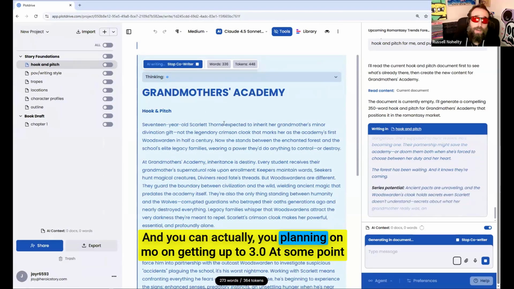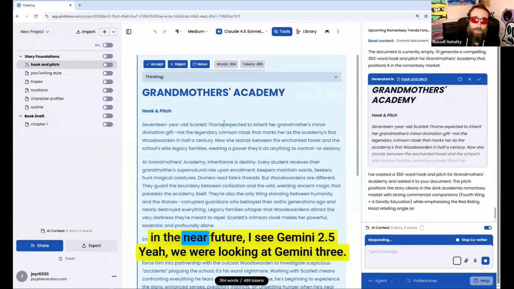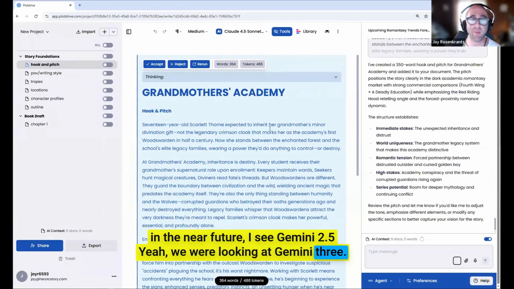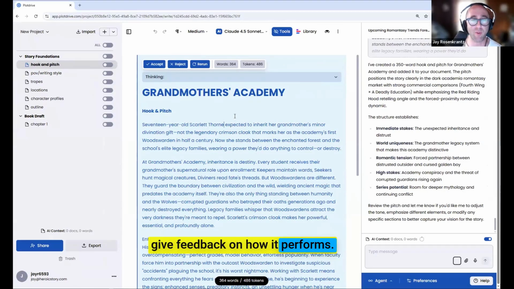Are you actually planning on getting up to three at some point in the near future? I see Gemini 2.5. Yeah, we're looking at Gemini 3, yep, okay. Very soon for sure. It's a bit more expensive than 2.5 Pro, so actually waiting for some authors to give feedback on how it performs.